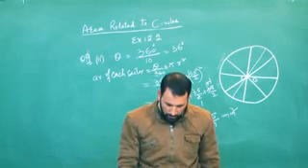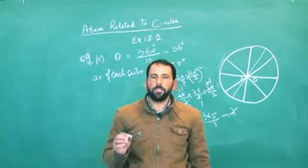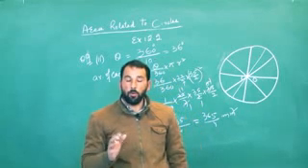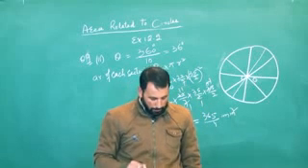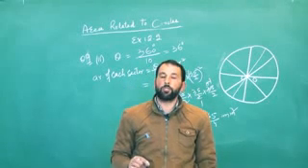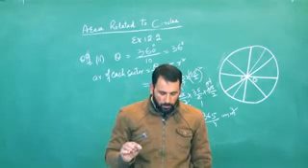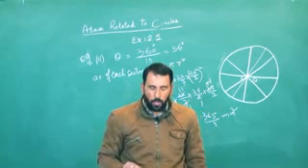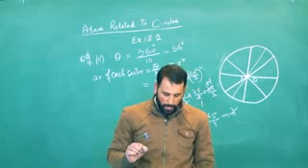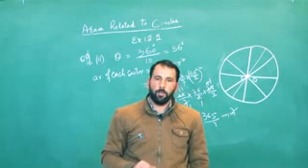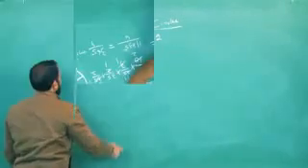Now question number 13 is here. A round table cover has 6 equal designs as shown in the figure. If the radius of the cover is 28 centimeter, find the cost of making the design at the rate of 0.35 per square centimeter, and here we use square root 3 equals 1.73. Question number 13.